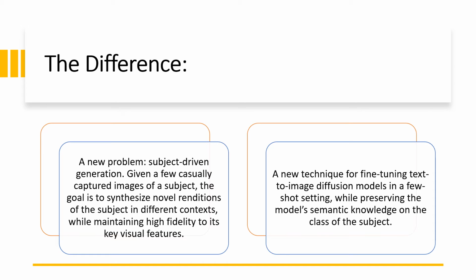They propose two key points, a new problem and a new technique. The problem is subject-driven generation. Given a few casually captured images of a subject, the goal is to synthesize novel renditions of the subject in different contexts, while maintaining high fidelity to its key visual features. The new technique is for fine-tuning text-to-image diffusion models in a few-shot setting, while preserving the model's semantic knowledge on the class of the subject.